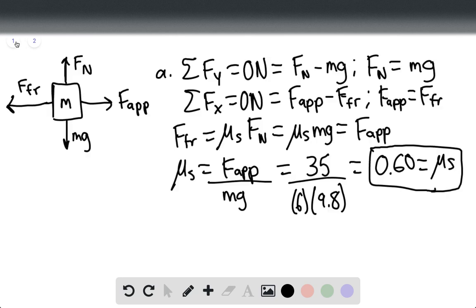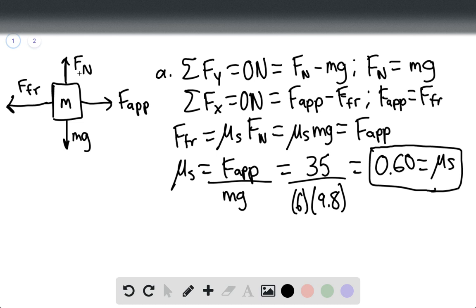And then for part B, it's moving. So we need to find the coefficient of kinetic friction. However, we have an acceleration of 0.60 meters per second squared. Now, again, it's the exact same free body diagram. However, now in the x direction, we have an acceleration.